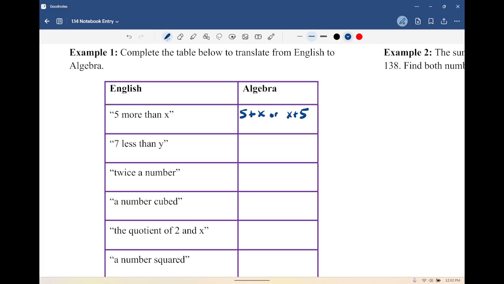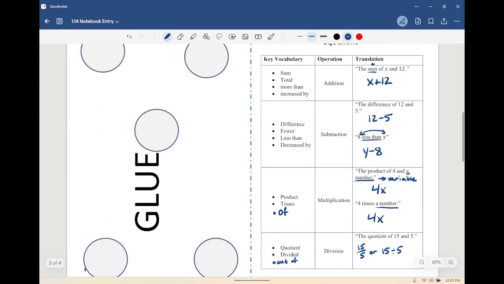I want you to go through, complete the rest of this table. You can work with a partner. You're going to get 2 minutes. Go. I'm also going to zoom back out to the front for anyone who needs it.